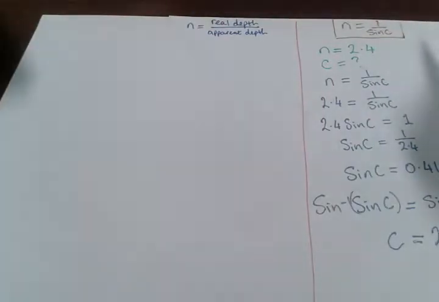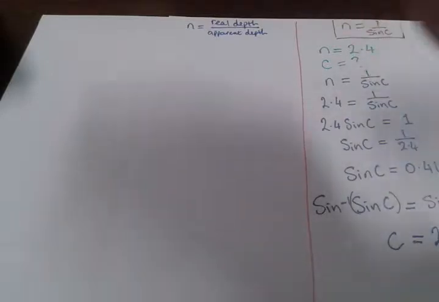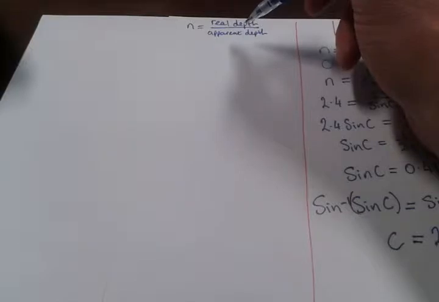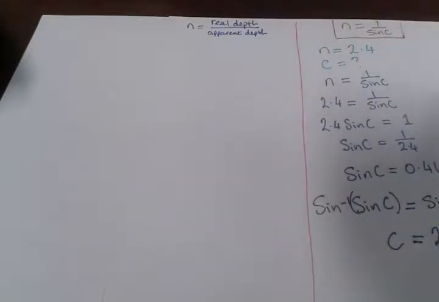Let's keep going with our same example using diamond as the medium. But this time we're looking at a different formula. We're looking at n is equal to the real depth over the apparent depth. So we should recognize that now we've got about 4 different ways of calculating the refractive index of something.